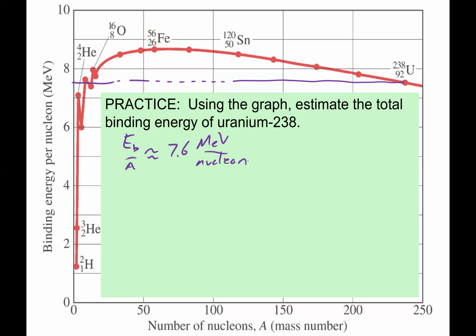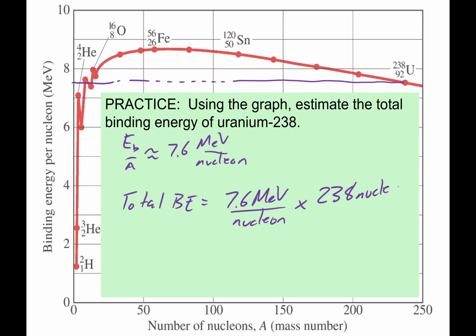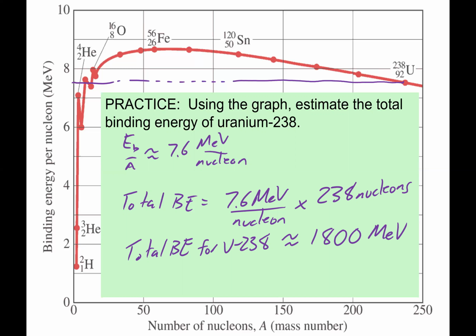But notice I'm asking for the total binding energy. So the total binding energy is going to be equal to 7.6 mega electron volts per nucleon times the number of nucleons, which we know for uranium is 238. It's given to us. So 7.6 times 238, we can roughly say that the total binding energy, an approximation for uranium-238, is roughly 1,800, rounding to 2 significant figures, mega electron volts in this case.